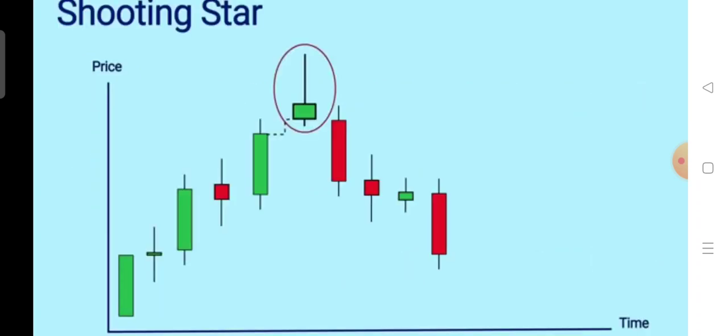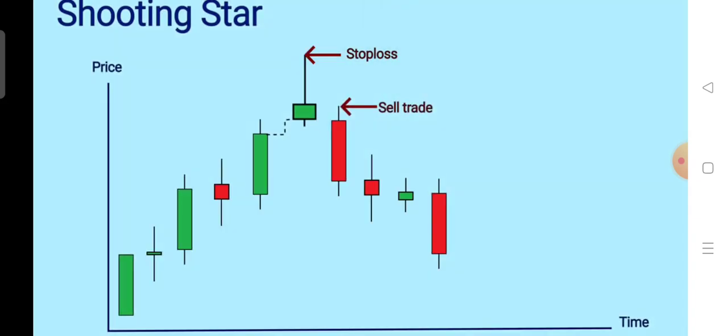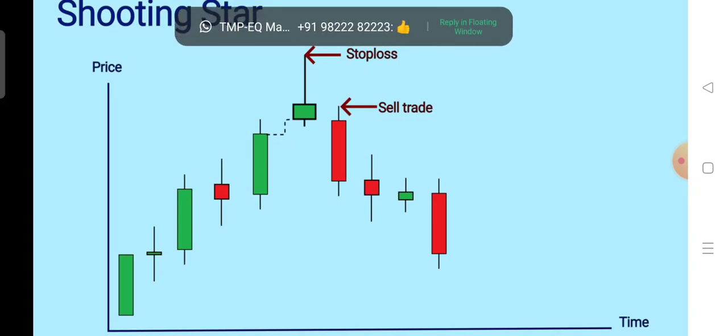The confirmation comes if we find that within the next 2-3 candles the price moves below the low of the shooting star candlestick. And in the case of a shooting star, if we are able to take a short trade at that point with the stop loss above the high of the shooting star, we can trail the stop loss eventually if the down move unfolds.